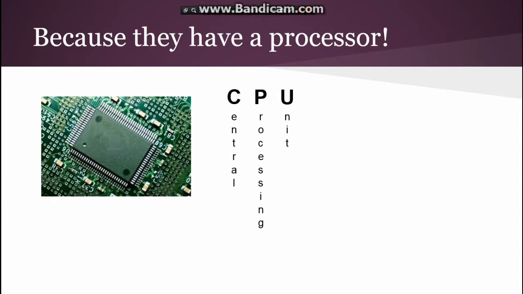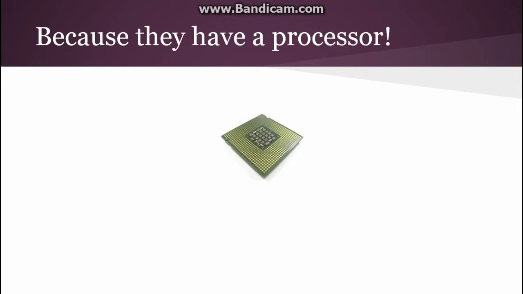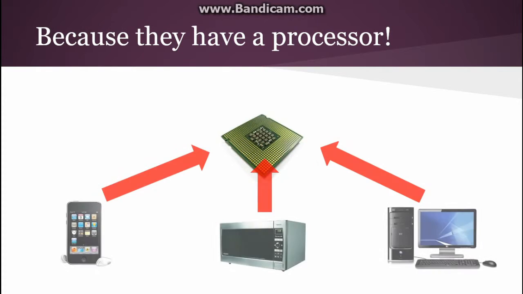The CPU, or Central Processing Unit, is to a computer as the brain is to a living animal. It makes calculations, decisions, and is essential to almost all devices you use on a regular basis.